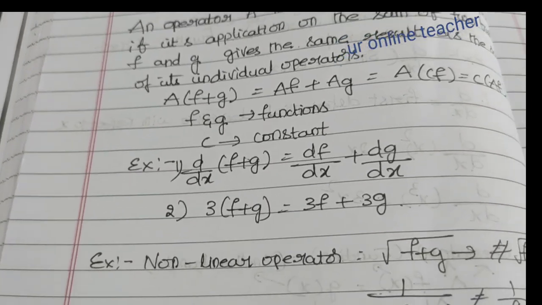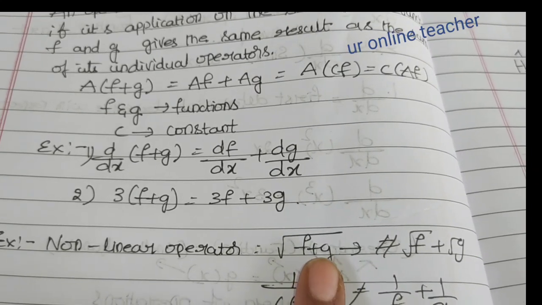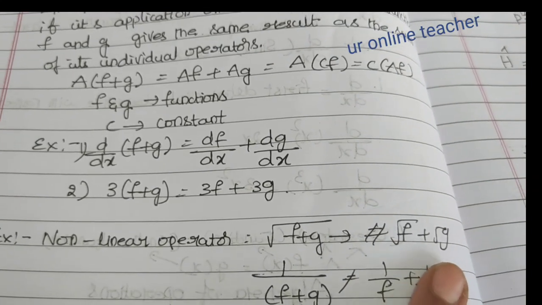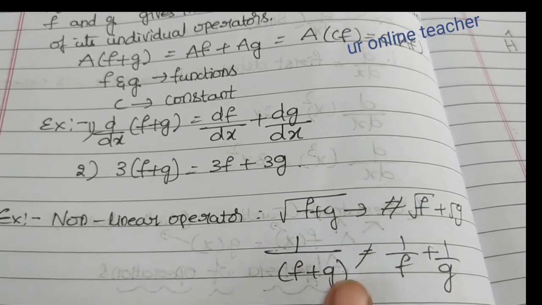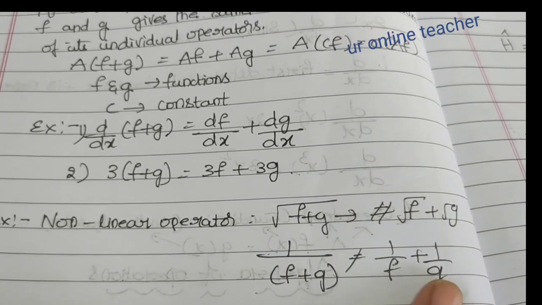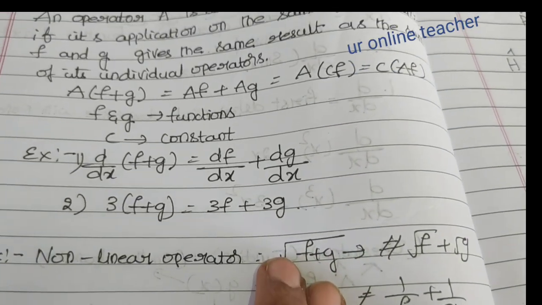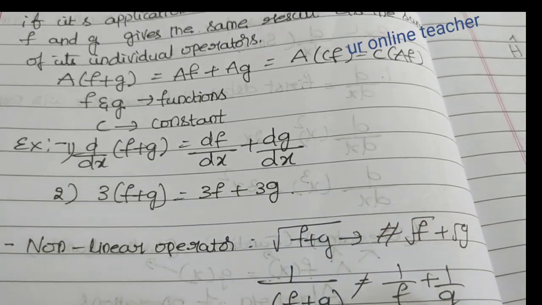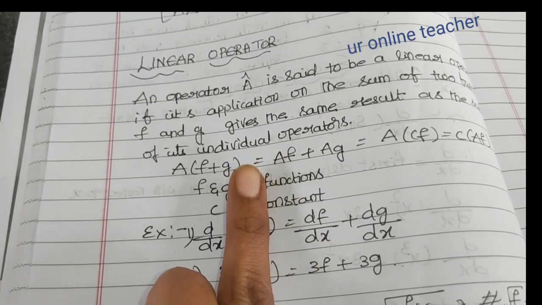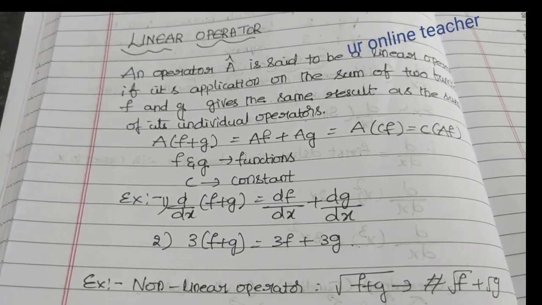Now let's see how non-linear operators are. For example, the square root of (f plus g) is not equal to the square root of f plus the square root of g, and 1 by (f plus g) is also not equal to 1 by f plus 1 by g. We know that in fractions we should take the LCM, and it is not the same. So when the operator on the sum is not equal to the sum of the separate operators, it is called a non-linear operator. When it is the same, then it is a linear operator.